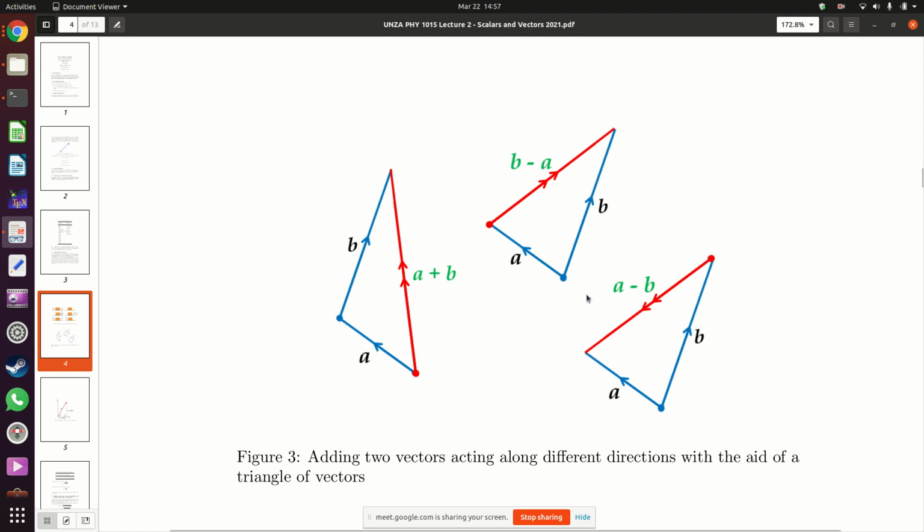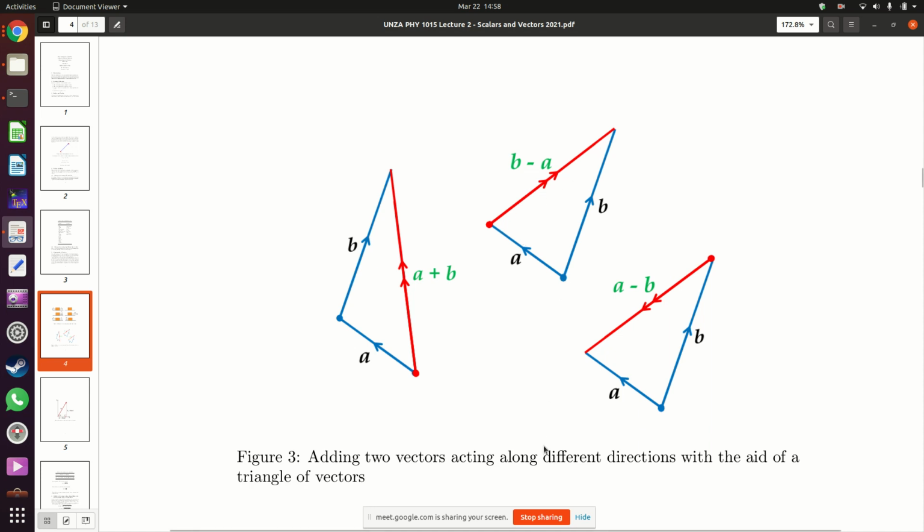You'll notice a couple of things. If you are paying very close attention to this, you will notice that the directions of B minus A and A minus B are opposite. The other thing you notice, which is very true, is that the size of B minus A and A minus B are the same. The magnitude of B minus A and A minus B is the same. However, these two vectors, B minus A and A minus B, are pointing in different directions.